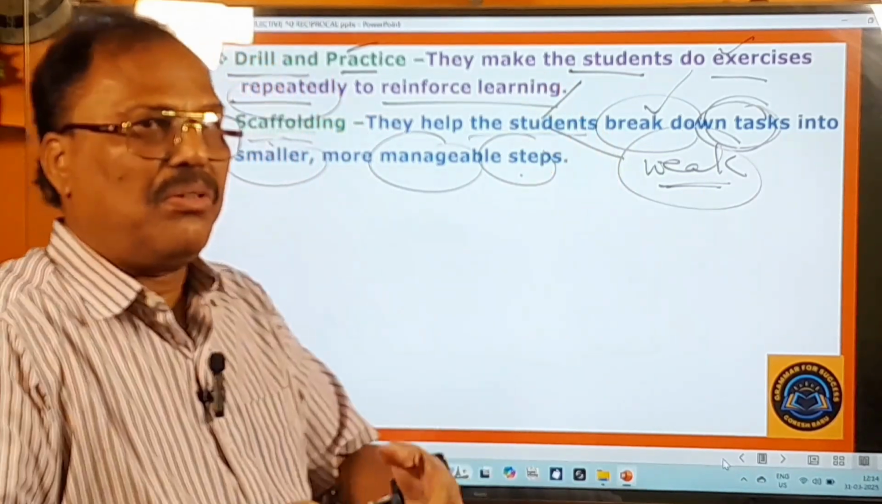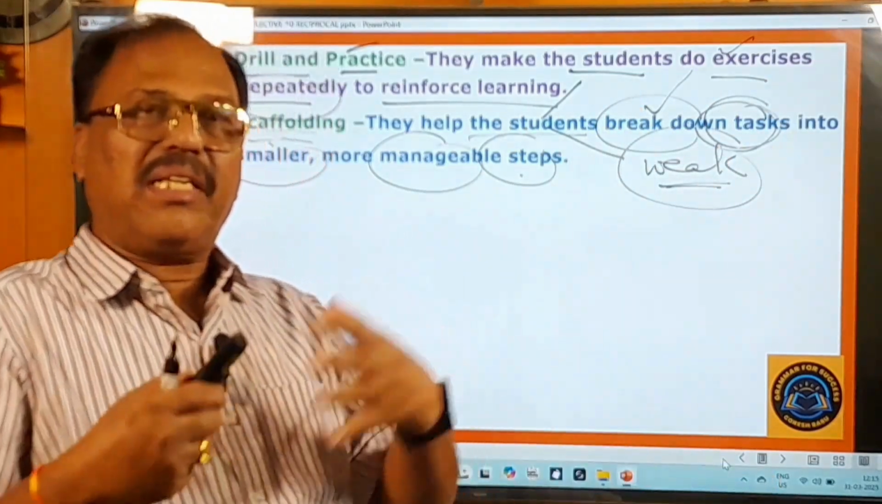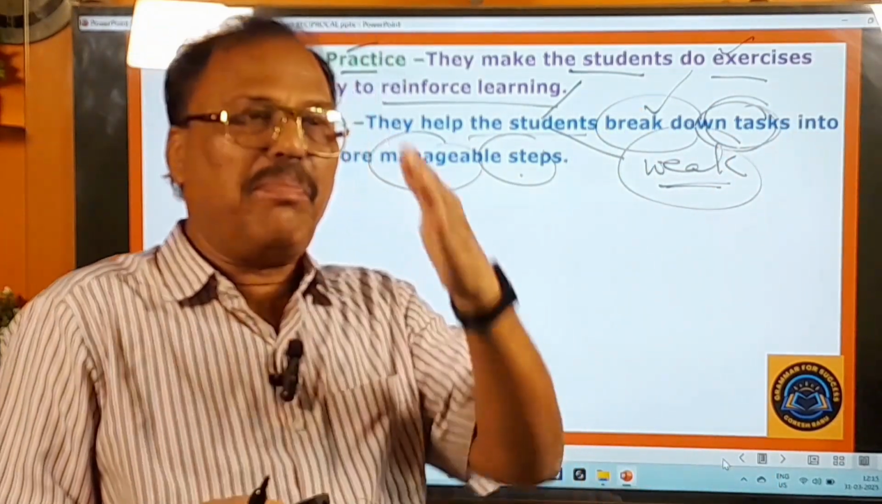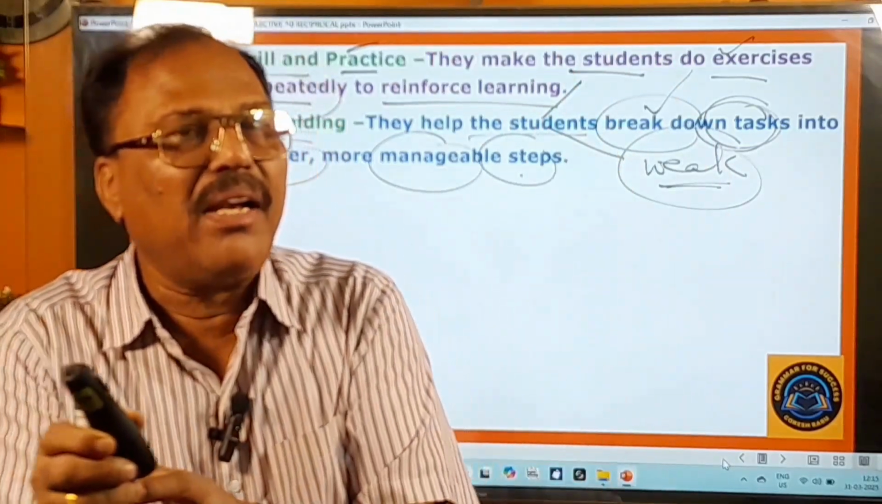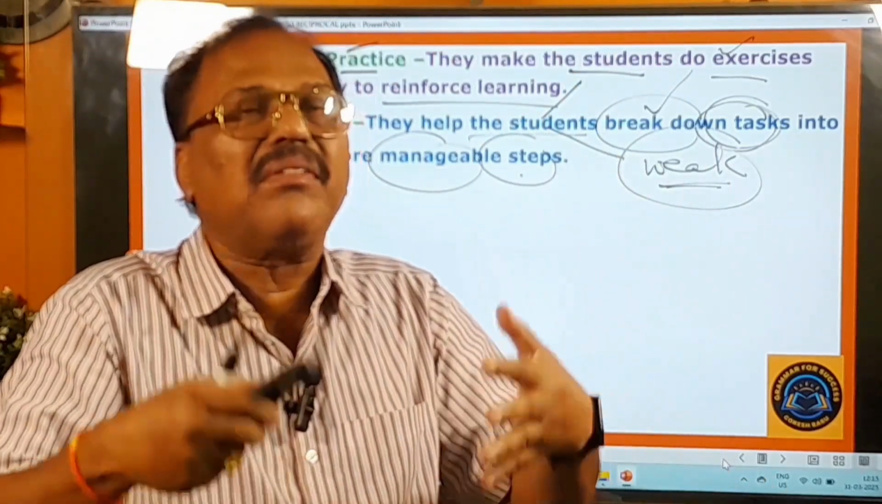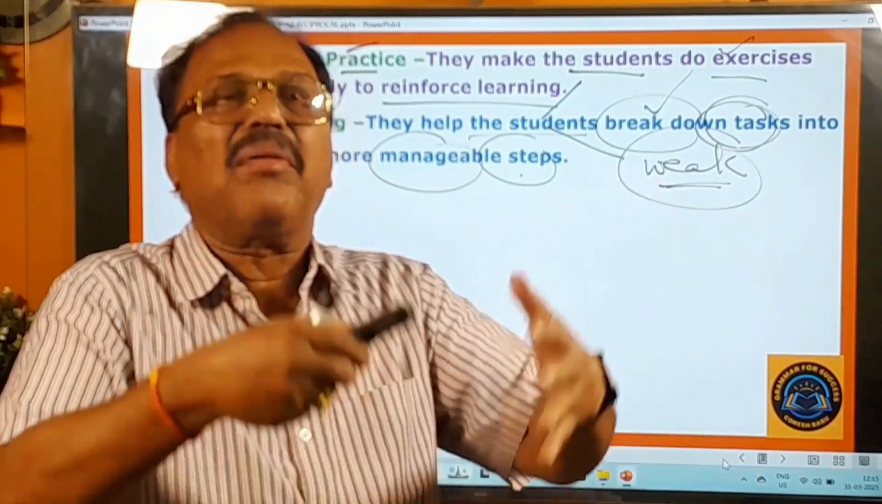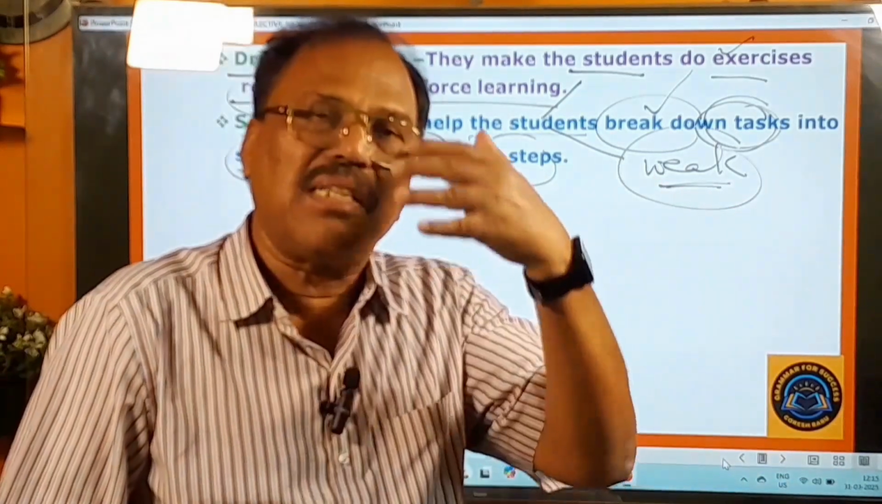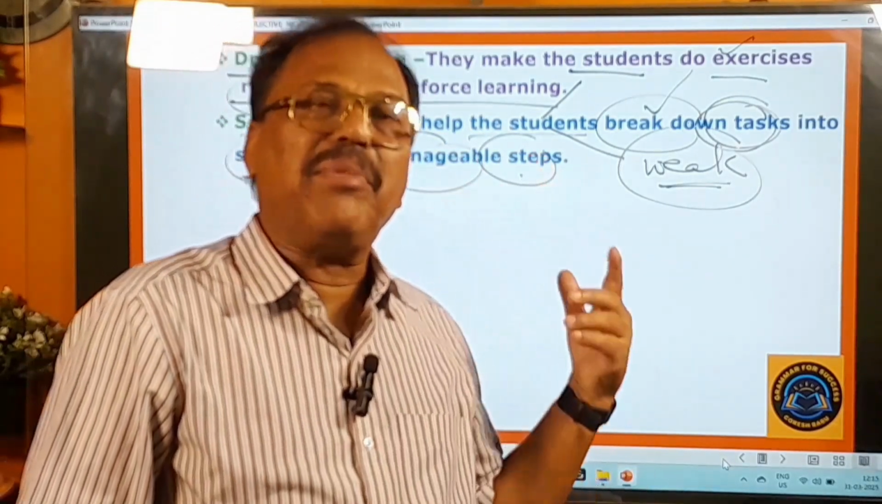Because the weak students cannot face a big task, the teachers help the weak students break down that big task into small and convenient pieces, and then the teacher asks them to perform that task. So that is yet another important strategy which the teachers follow in this remedial teaching.